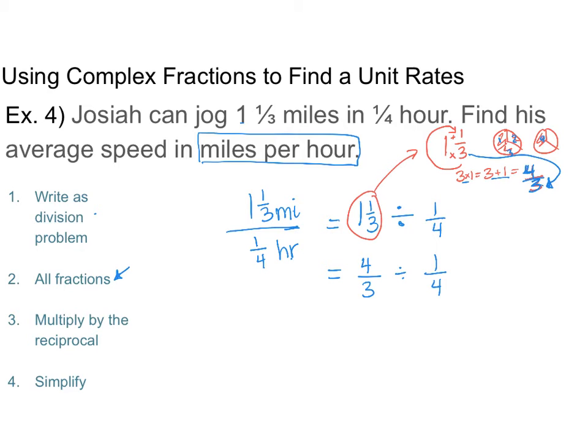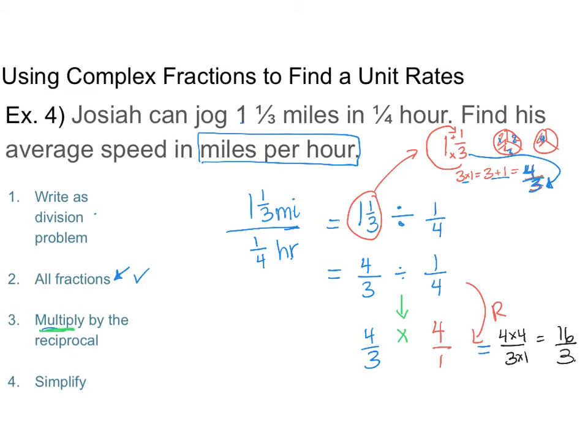Now I have all fractions, so now I need to multiply by the reciprocal. So I'm going to multiply by the second term needs to be reciprocal. So the reciprocal of 1/4 would be 4/1. And this stays 4 thirds. Now go ahead and multiply straight across. So 4 times 4 is 16. And then 3 times 1 is just 3.